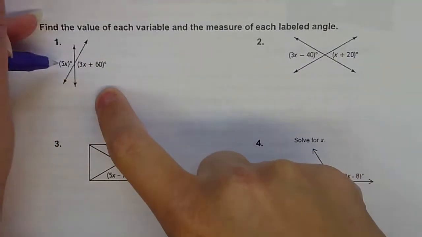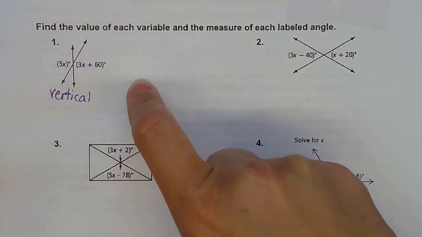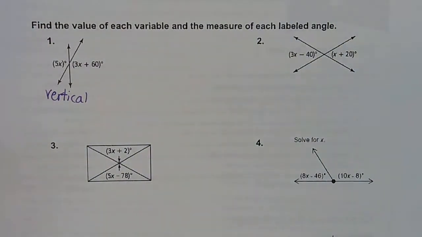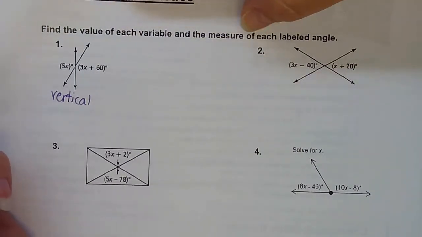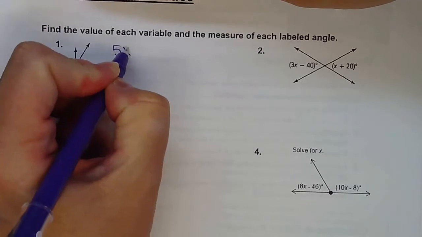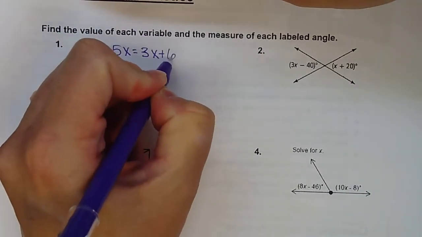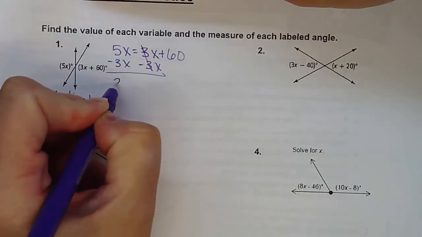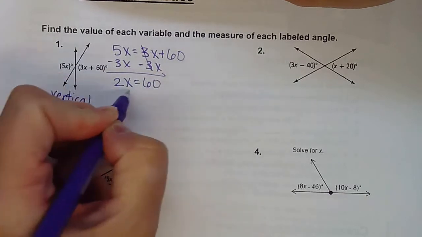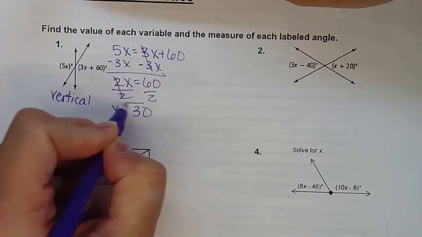So for number 1, since these are vertical angles, it doesn't tell you to label it. I'm going to, though, because if I know they're vertical, then that means the angles are equal to each other. So to solve for x, because in order to actually find the measure of the angle, you're going to have to solve for x first. So 5x equals 3x plus 60. Subtract 3x. 2x equals 60, and then divide by 2. And you should have found x equals 30.